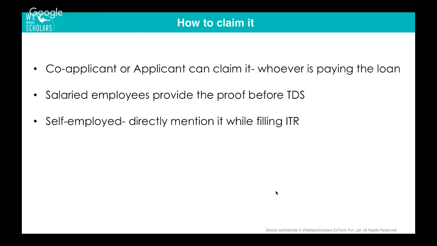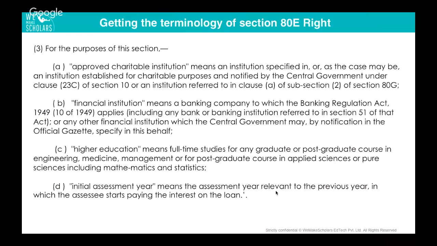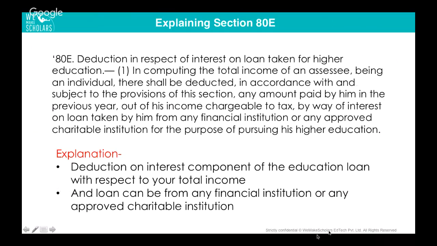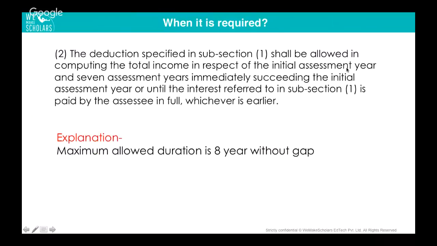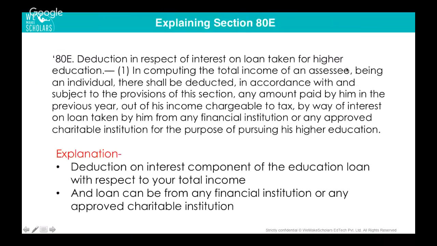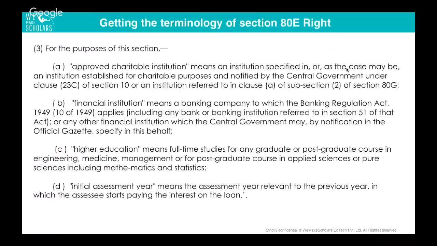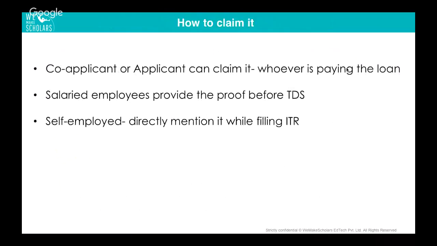Now, the next thing is how to claim it, or who can claim it. The applicant or co-applicant can claim it, whoever is paying the loan. That's what was mentioned in the section: the loan paid by the assessee. It never mentions that it should be for your education or for your kids' education. So you have to understand that you or your co-applicant, your parents, can also claim it.